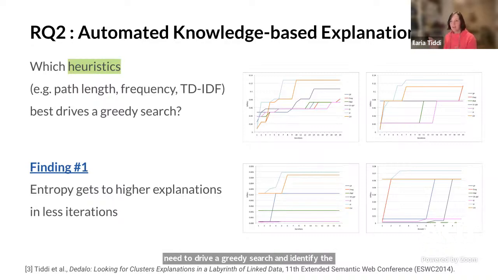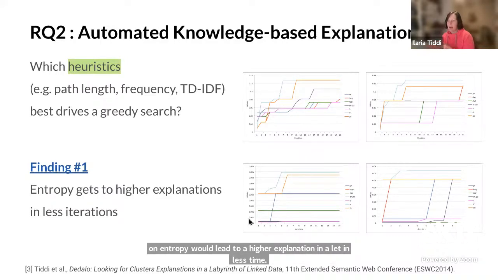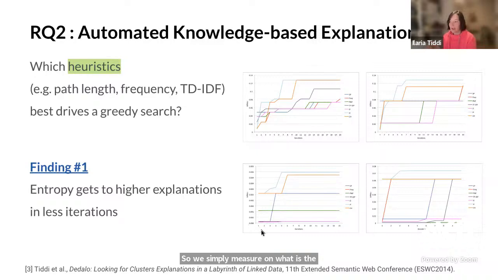So we tried different strategies, and one of the main findings for us was that a strategy based on entropy would lead to a better explanation in less time. So we simply measure what is the best accuracy of an explanation over time, at each iteration in searching the graph. And we always ended up having an entropy-based measure as the one that would perform best and give us the best explanation.